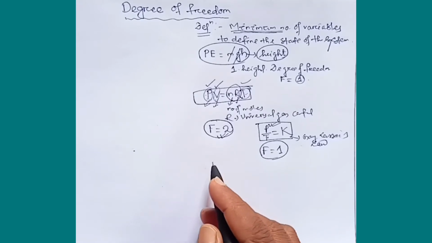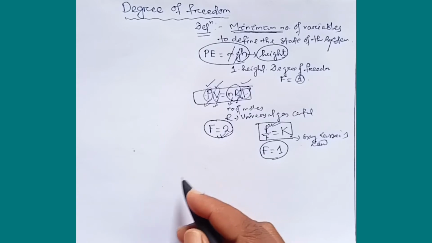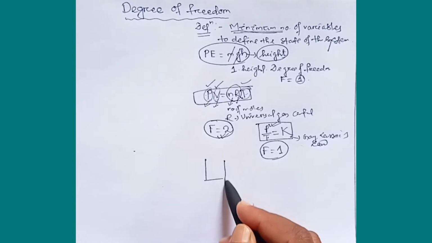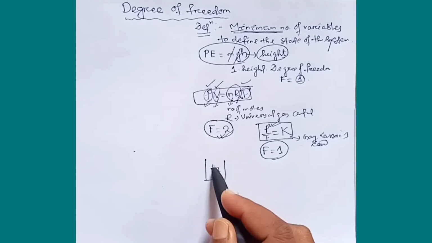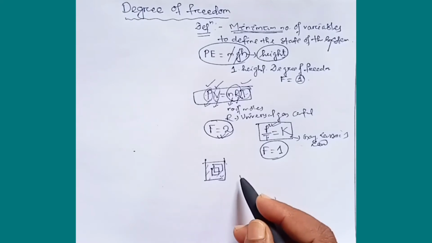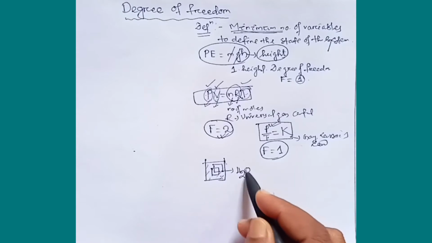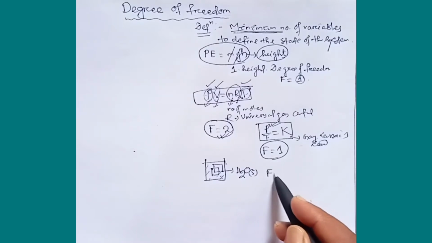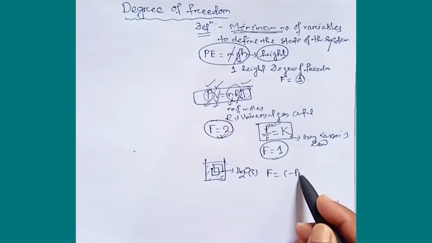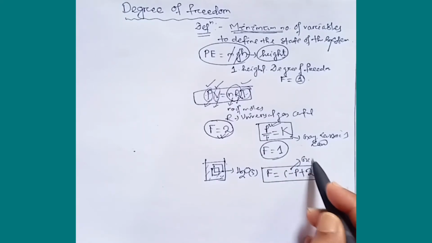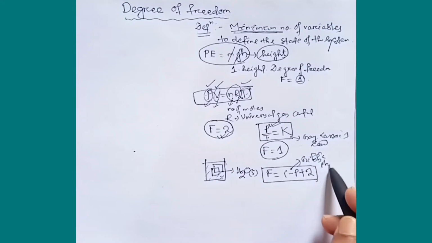Now we'll use this concept in different phase diagrams. For instance, here ice is kept in a beaker, so water is present in solid state. So what should be the degree of freedom here? You can put the formula F equal to C minus P plus 2. This is the Gibbs phase rule.